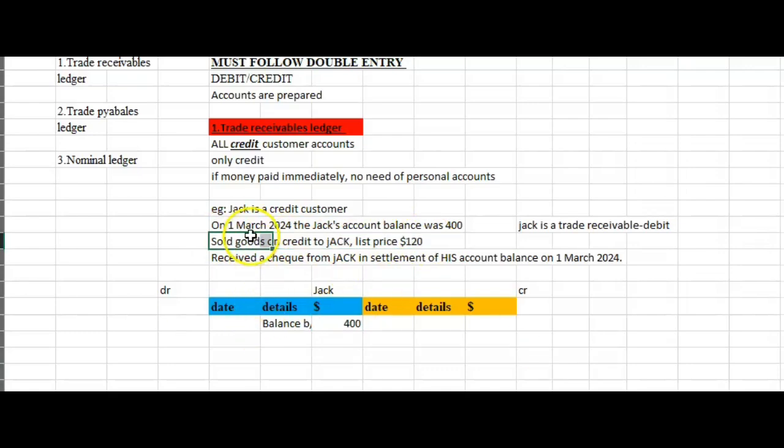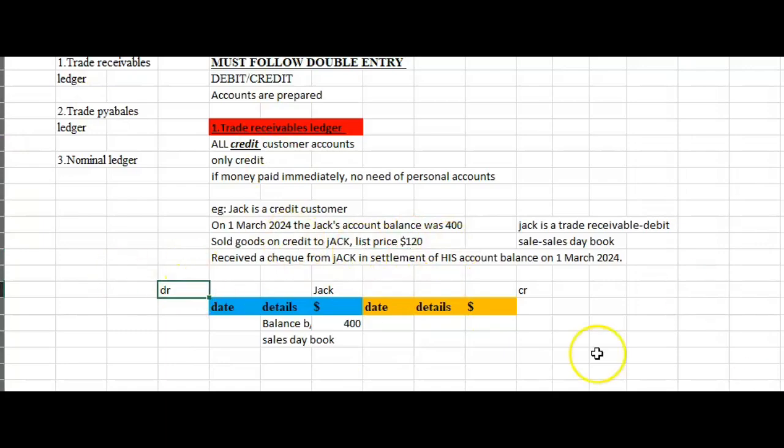Next, we sold $120 worth of goods to Jack on credit. To decide which side this transaction should appear on, we need to look at what happens to Jack's account balance. When Jack buys more goods from us on credit, he owes us more money, so his account balance increases.